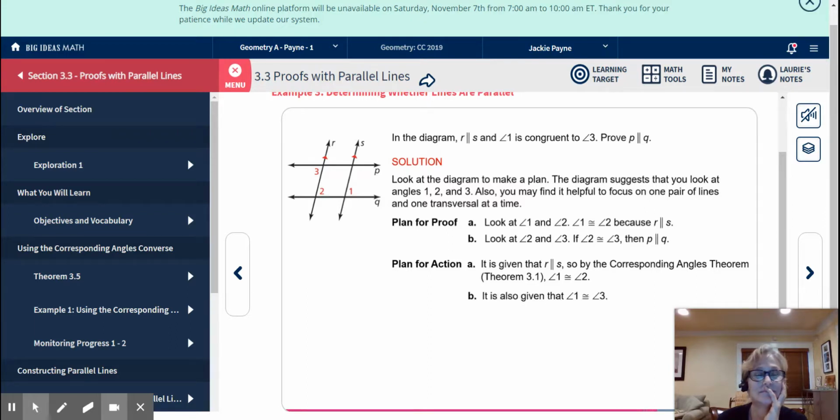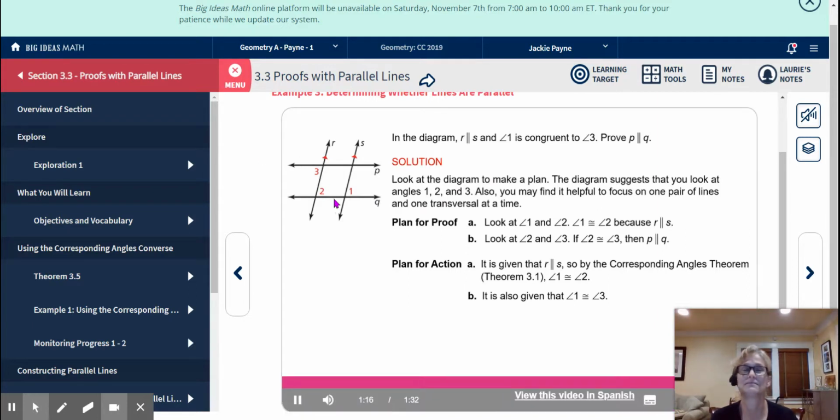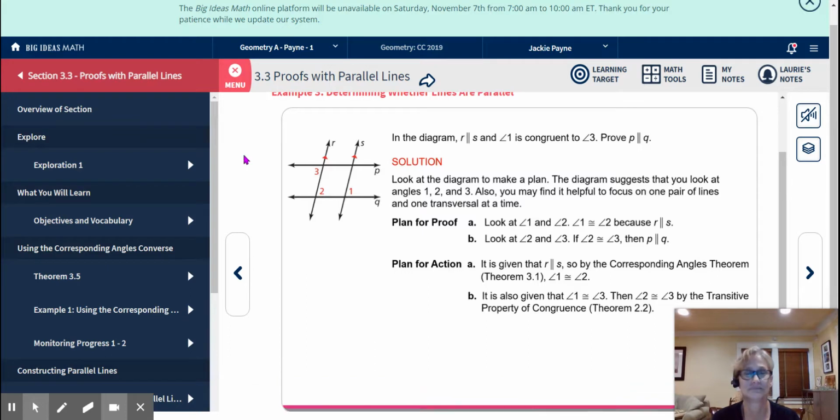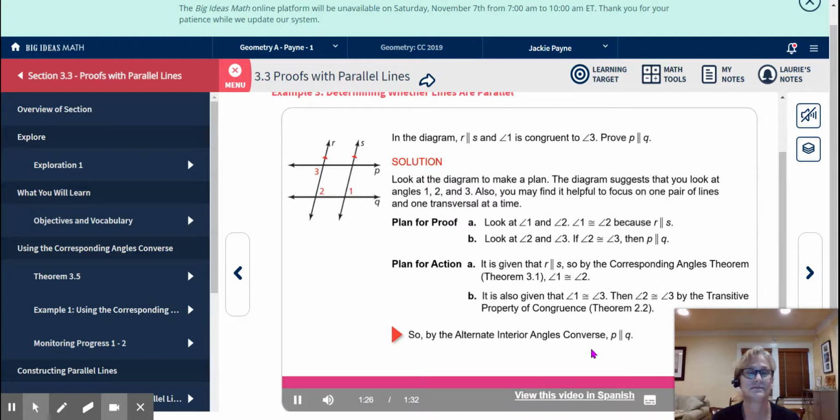B. It is also given that angle 1 is congruent to angle 3. Then angle 2 is congruent to angle 3 by the transitive property of congruence. So by the alternate interior angles converse, line P is parallel to line Q.